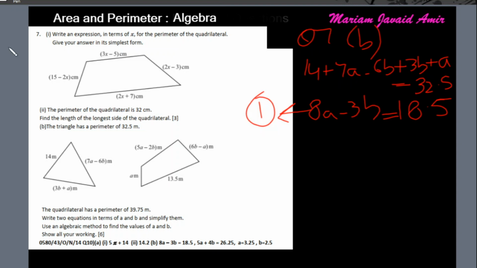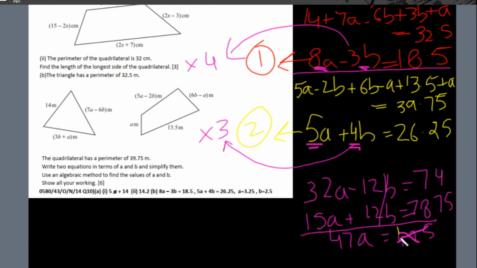Okay, I was supposed to add these two, I ended up subtracting them, so this would be 74 plus 78.75, which gives us 152.75, and then when I divide it by 47, I would get a equals 3.25. So the answer for a is 3.25.